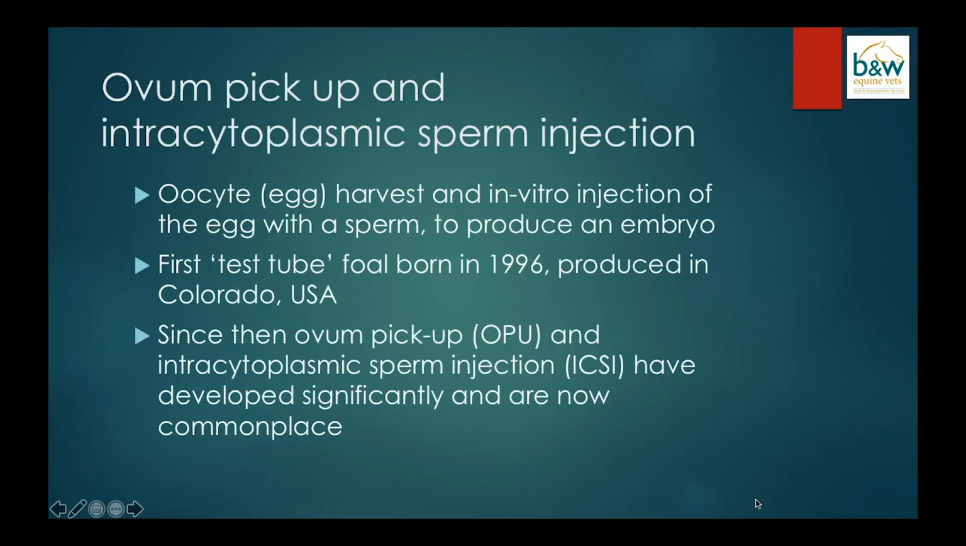So now moving on to ovum pickup and intracytoplasmic sperm injection, otherwise known as OPU ICSI, which definitely rolls off the tongue a bit more. This is basically egg or oocyte harvest and in vitro injection of an egg with a sperm to produce an embryo. So basically test tube foals. The first test tube foal was born in 1996 and produced in the United States. And since then, the technique has massively developed, and it's becoming pretty commonplace.